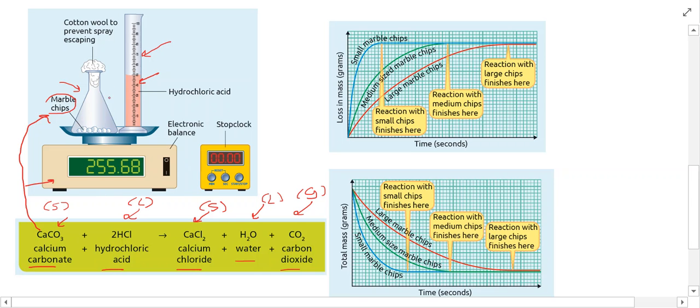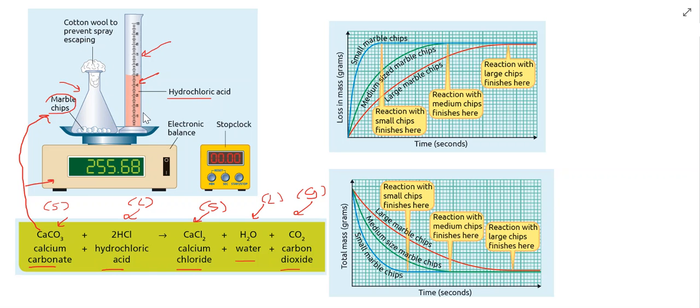The idea is you take all of your apparatus like so. You measure out an amount of hydrochloric acid. You're going to change the size of the calcium carbonate particles that you start off with. So we start off with a particular size, and then you can reduce the size, carry out the same experiment, and see how that impacts the rate of the reaction. So this is your setup. You have the solid, liquid, and gas, and you have cotton wool to prevent the spray escaping.